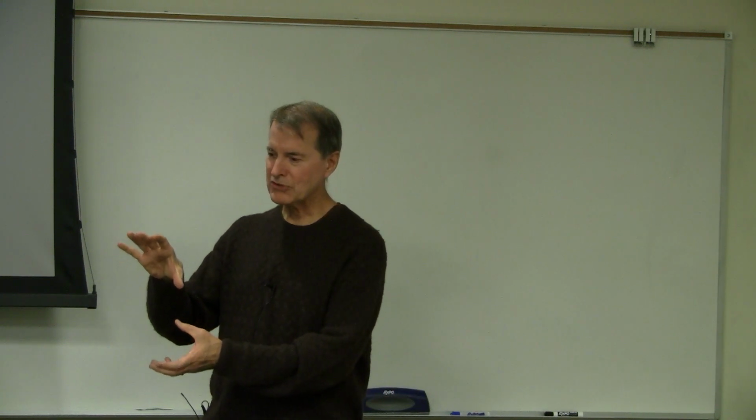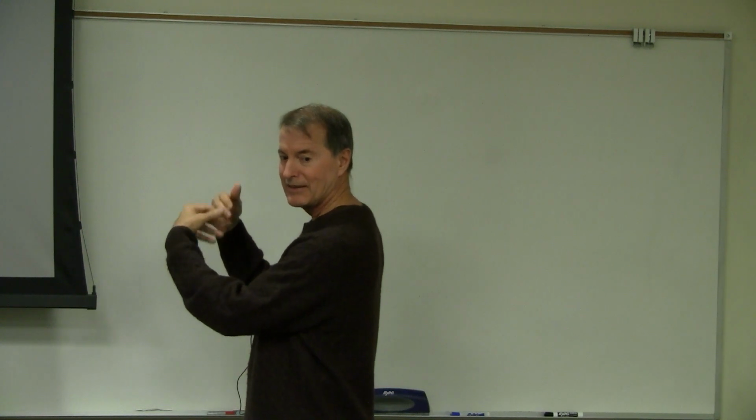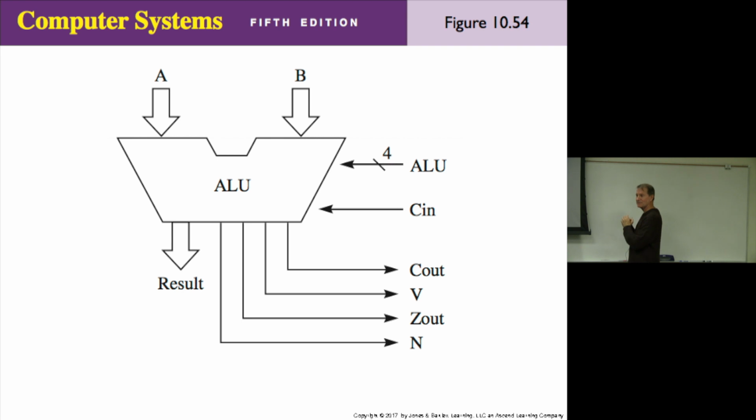Are you with me? So here's the question. In the same way that you used 2 8-input multiplexers to make one 16-input multiplexer, you could use 2 8-bit ALUs to make a 16-bit ALU. You could do that, because the ALU has a C in and also has a C out.